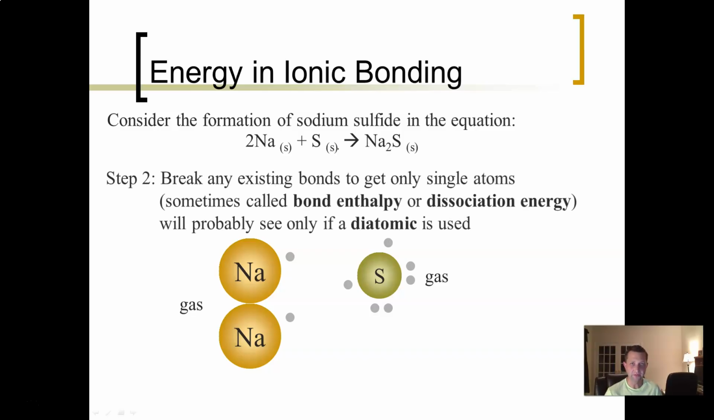Step 2. Sometimes you will not have to do this. This is one case where you don't have to. But I'm going to talk about it real quick anyway. Step 2, you want to break any existing bonds so you only get single atoms. This is called the bond enthalpy or dissociation energy. You'll see either one. You're also only going to really see this if a diatomic is in use. Okay? There are no diatomics here. Look at your equation. There's none there.